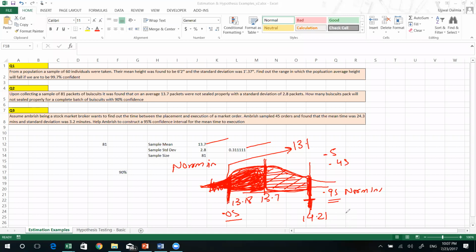Perfect. So can I say that if in my sample of 81 packets, on an average 13.7 packets were not tagged properly, in my whole population there will be 13.1 to 14.2 packets which will not be sealed properly, and I am 90% confident on that? Can I say that? Is everybody clear on this? Guys, any questions?